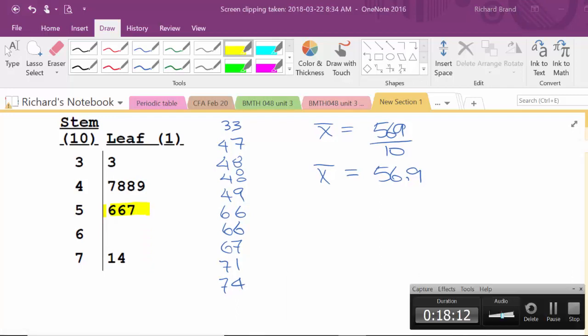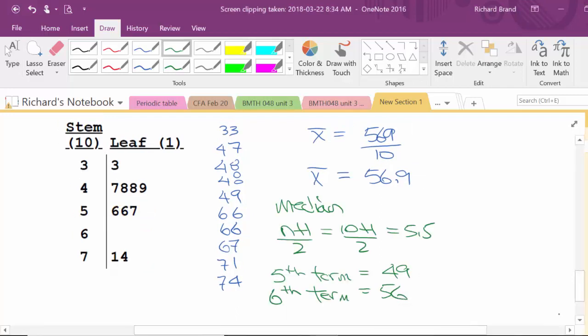Okay, now I'm going to calculate the median. Well, the median is the middle term in this distribution of data, which I used the histogram to generate. And once again, super important to rank your data from the smallest value to the largest value. Now, the fifth term is given by the number 49. The sixth term is the number 56.